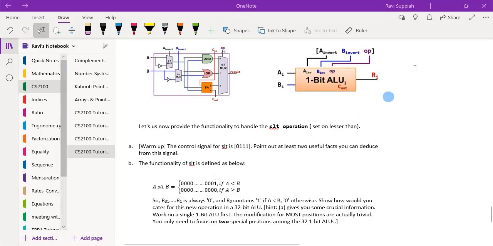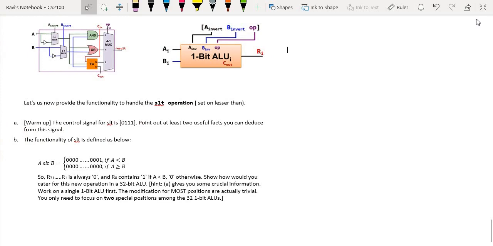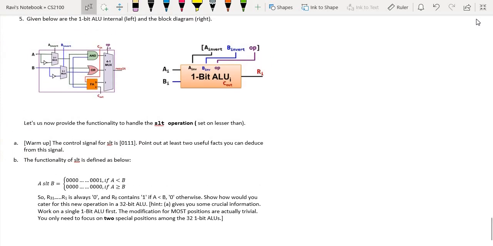In this last question for this tutorial, question 5, we are basically looking back at our ALU unit from our MIPS processor, and we are going to examine how the SLT operation actually is implemented within the ALU. This figure here shows us the 1-bit ALU that you are already familiar with, and we know that the control signal for the SLT is 0111.